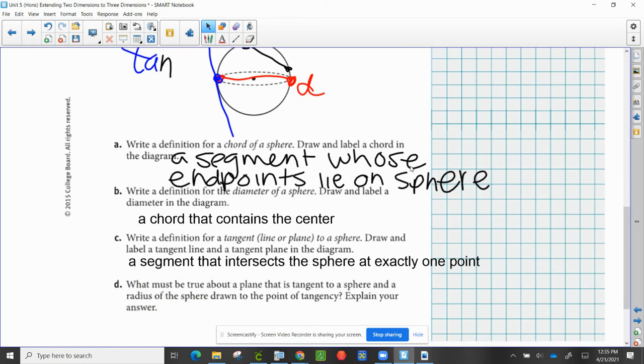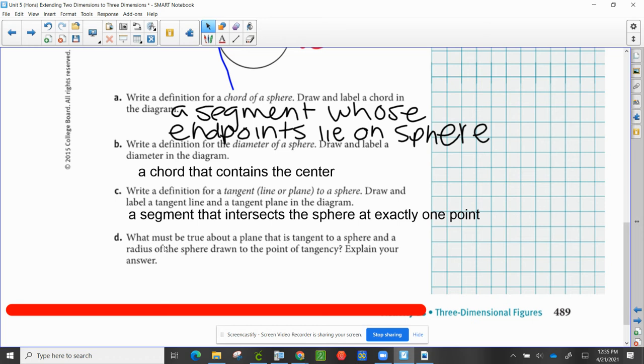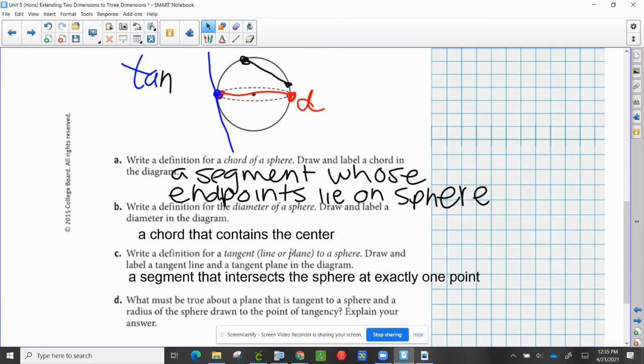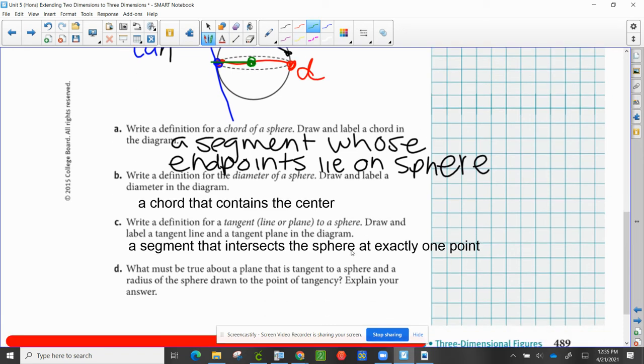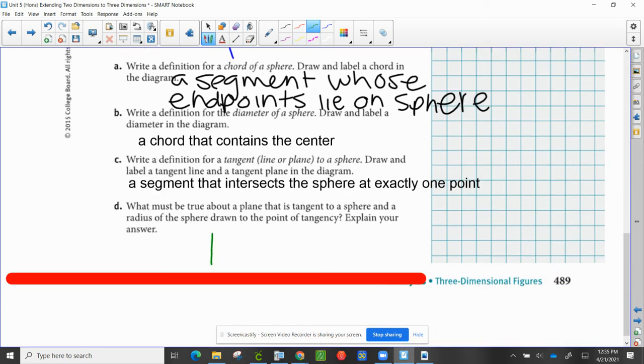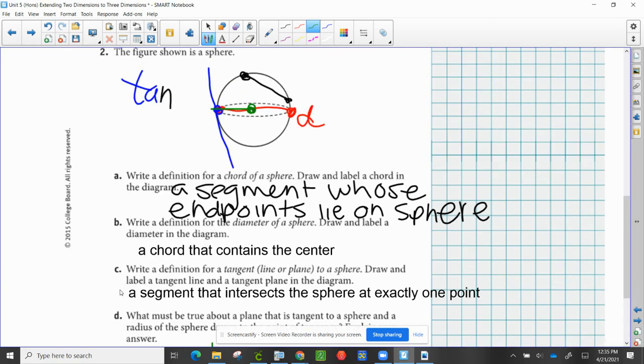Okay. And one last question on this part. It says, what must be true about a plane that is tangent to a sphere and the radius? So do you guys remember when we did this before? What do we know is true about the tangent line and the radius that connects to that tangent point? Okay. Hopefully you remember that those were perpendicular to each other. The tangent line is always perpendicular to a radius. So I know my picture doesn't really look perpendicular, but that should always be true.